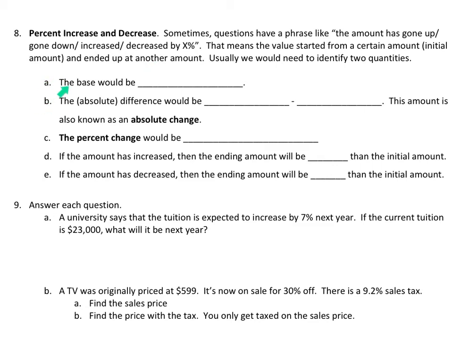The first quantity is the base amount. The base will be just the initial amount. What you started with, the initial amount, is going to be your base. And then we have to look at a thing called the absolute difference, or just difference, which will be the final amount minus the initial amount. This amount is also known as the absolute change. Sometimes it's called difference, sometimes it's called change.